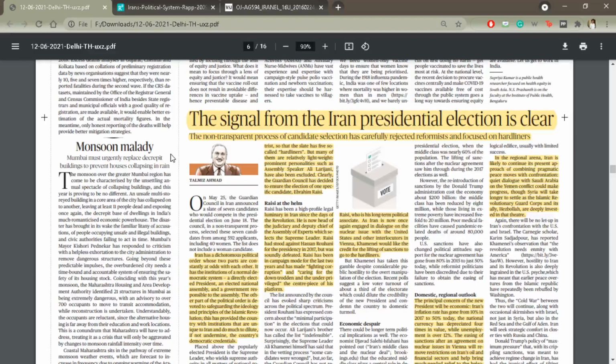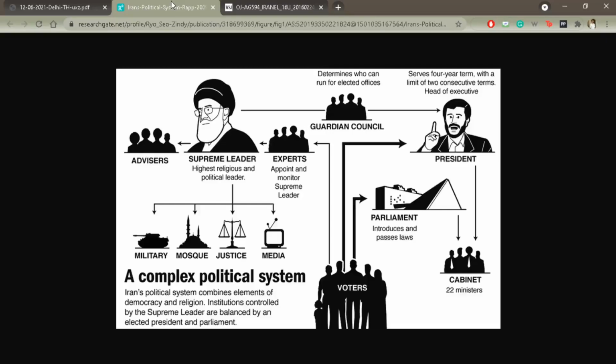Alright. So now I am going to use two illustrations from Wall Street Journal and ResearchGate to explain to you the political system of Iran. It is very complex, but you can be asked questions. Last year there was a question related to the system in Israel. It is possible it can happen again.